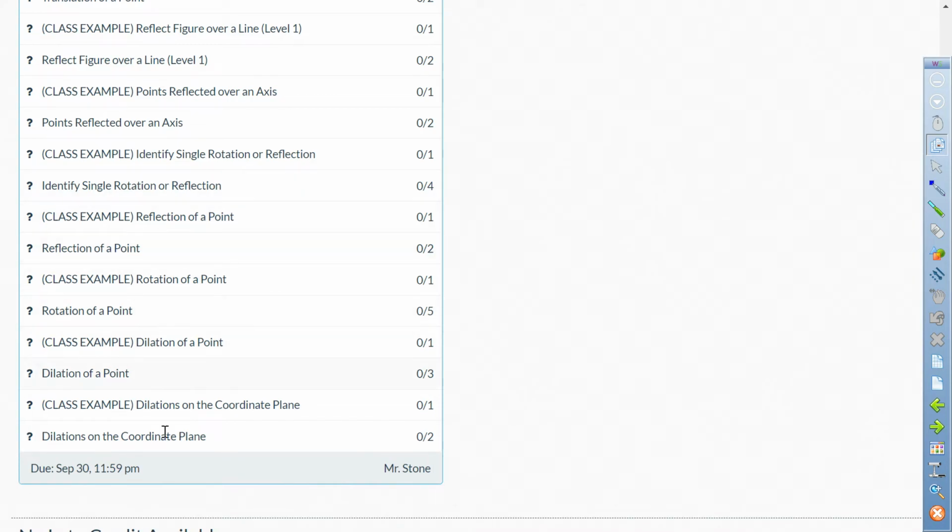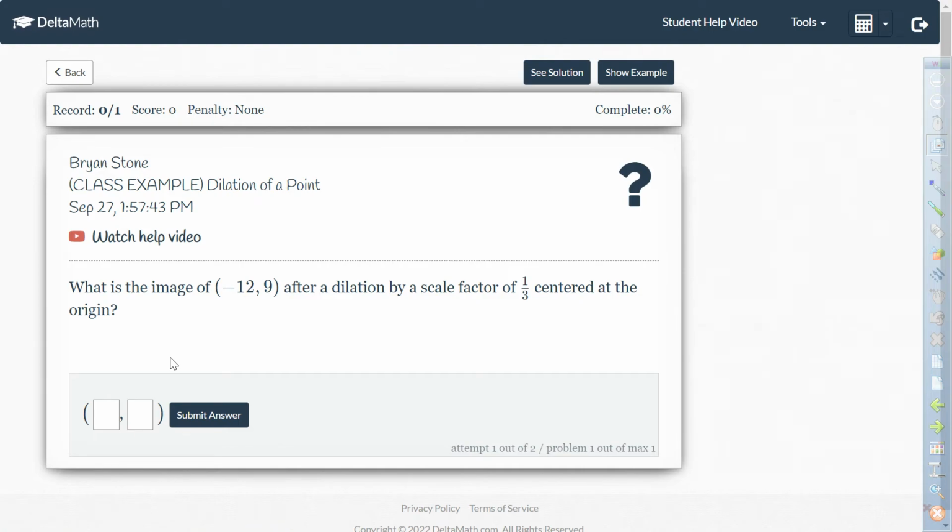All right, we're getting there. Last couple things, dilation of a point. This is asking us to just take the point here and apply this dilation with a scale factor of 1/3. If you guys remember with dilations, all we're doing is multiplying by our dilation. The reason why I picked this particular problem is because we haven't actually seen a dilation of 1/3 yet.